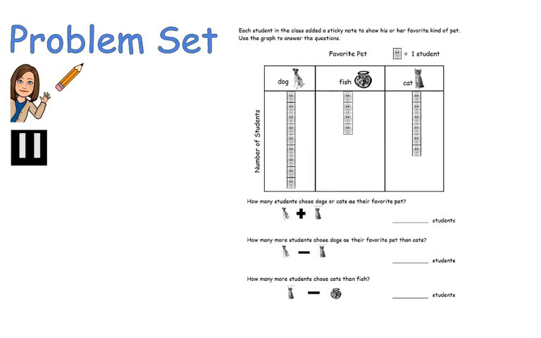Okay, last page. Here we go. So, directions. Each student in this class added a sticky note to show his or her favorite kind of pet. Use the graph to answer the questions. So, they used a little smiley face like the one up here to show each student. You need to count how many students voted for dog, how many for fish, how many for cat. And then we need to answer these 3 questions.